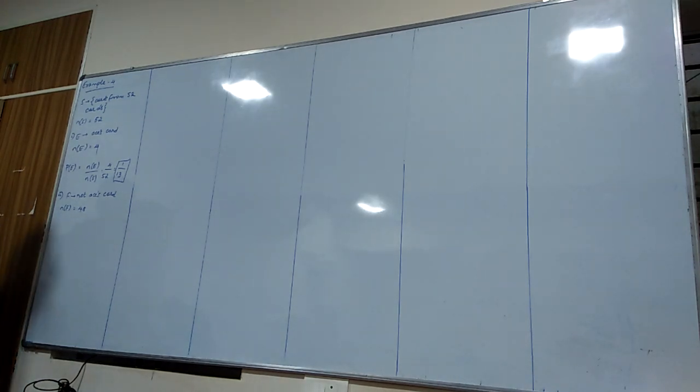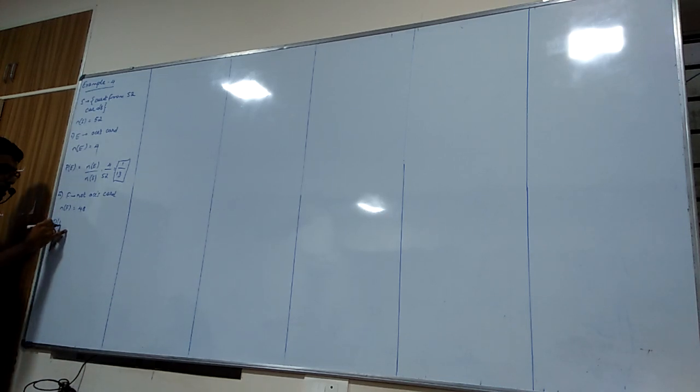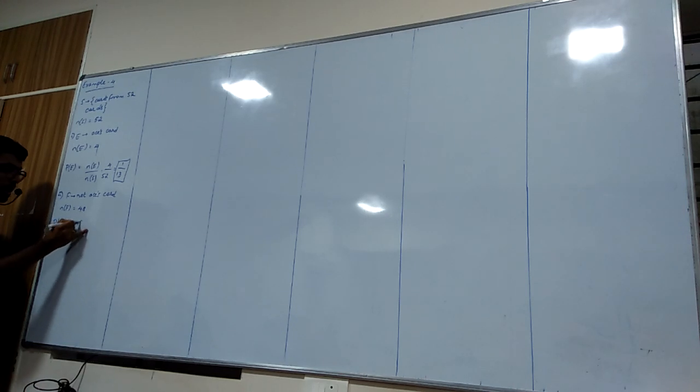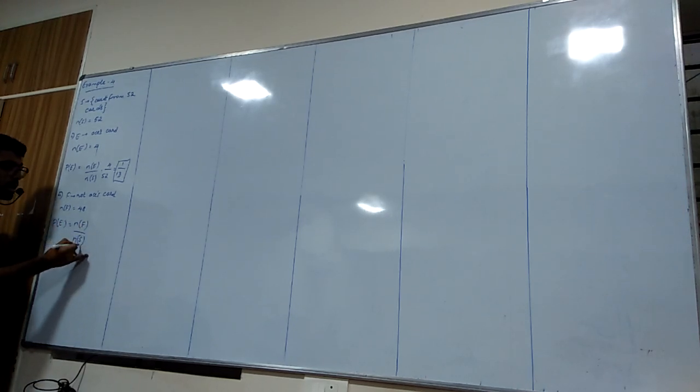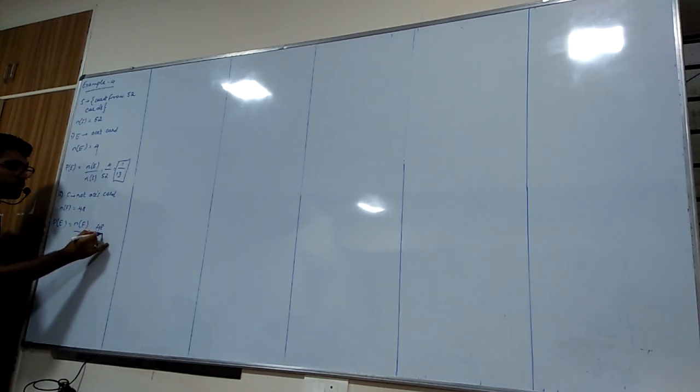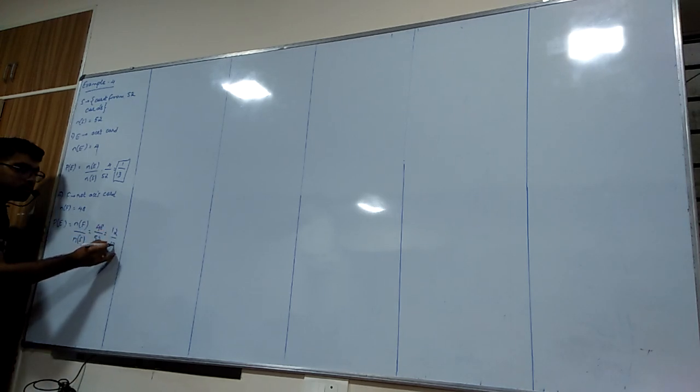Clear? Similarly, probability of this event is given by n of F divided by n of the sample space. That is nothing but 48 divided by 52. Isn't it 12 by 13? Yes?